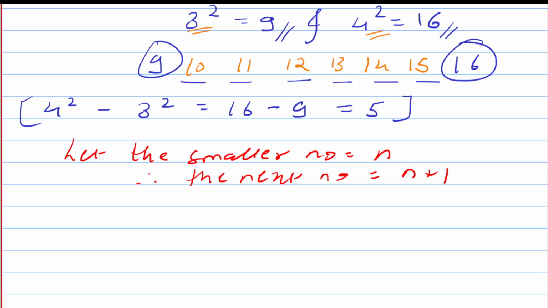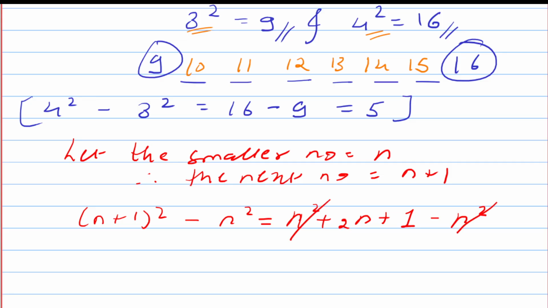Now what are we doing over here? Larger number square, which is n plus 1 whole square, minus n square. As we know, a plus b whole square is a square plus 2ab plus b square, minus n square. N square and n square will get cancelled, and we will get 2n plus 1. So if you want to find out how many numbers are there between the squares of two consecutive numbers, you can simply substitute the value of the smaller number in this n and you will find the answer.